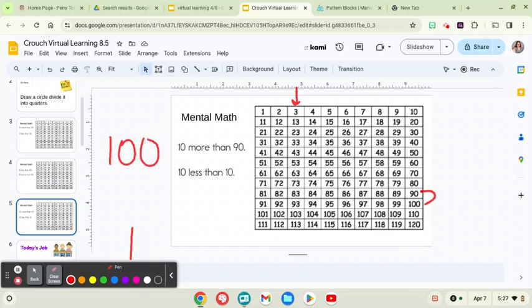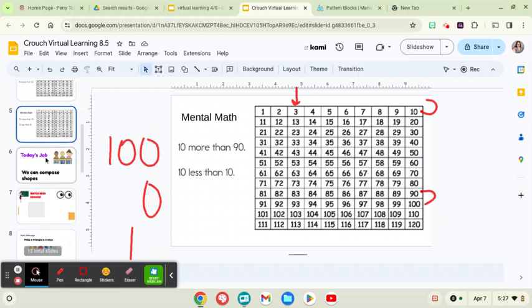Now the next problem I really need to pay close attention to because it says 10 less than 10. So I'm going to go find 10 on my number grid. Oh, I see it. 10 less than 10. I can't go backwards one. I can't go backwards. So what do I need to do? I could count backwards sometimes. But I also know that if I have 10 and I'm doing 10 less than 10, it means I'm taking away 10. If I have 10 and I take away 10, I have nothing left. So 10 less than 10 is 0. Good job. All right. We're going to get started with our job for today.